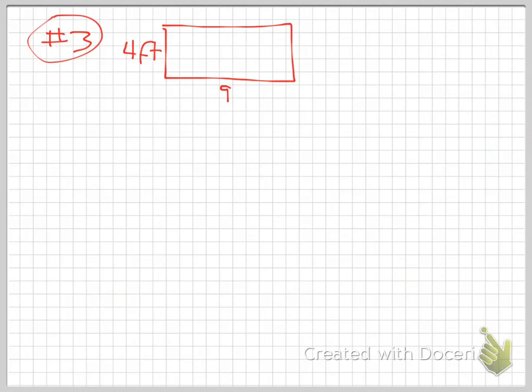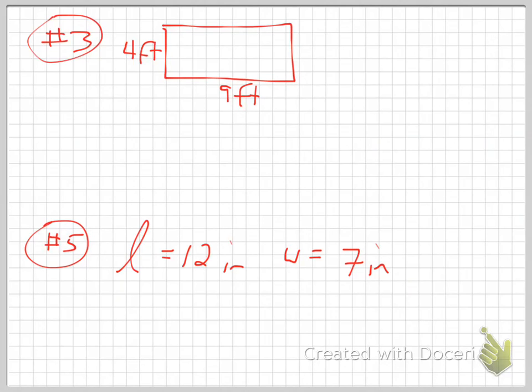You guys try a couple of these. Look at page 429. Do number 3 and number 5. They want the perimeter and the area for both. The first one, we're asking for the perimeter and the area.